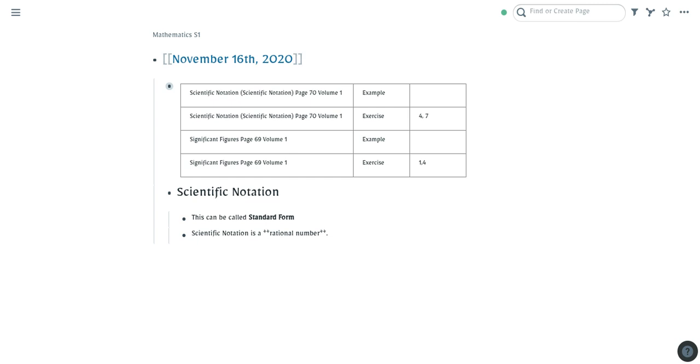After we have that number, which is written in the form of A times 10 to the power N, where A is greater than or equal to 1 and less than 10, and N is an integer, it is said to be written in standard form or scientific notation.